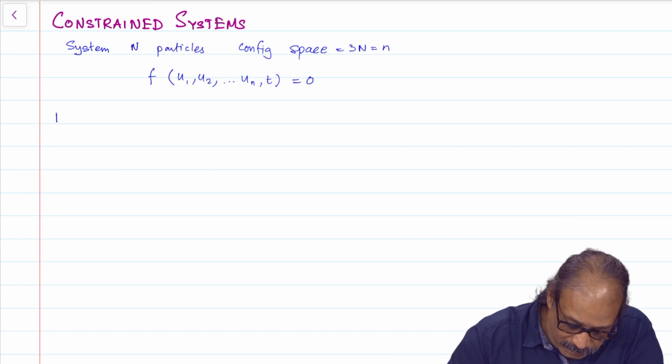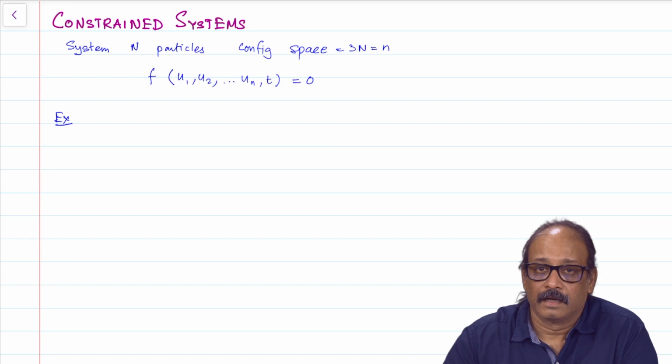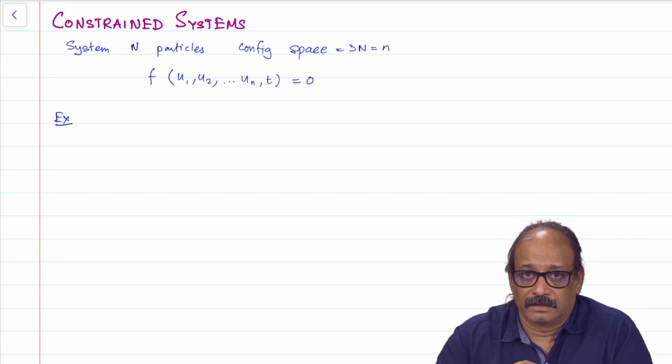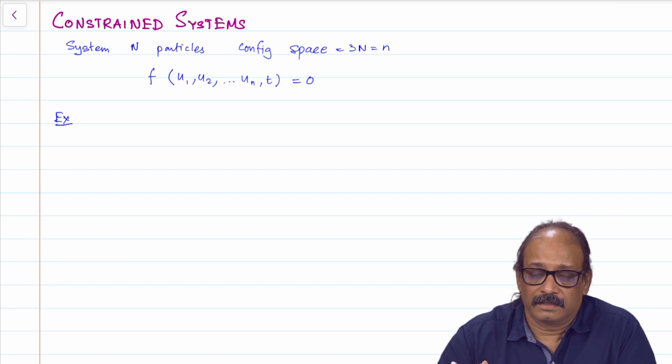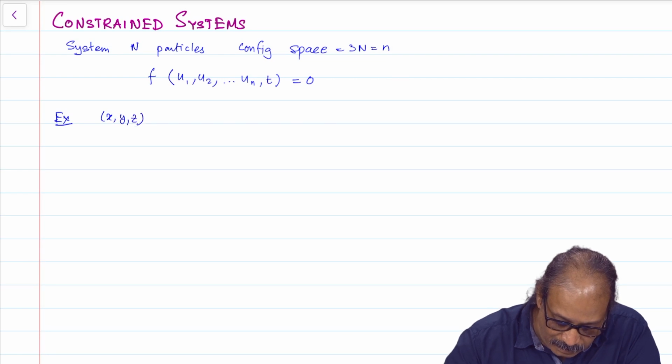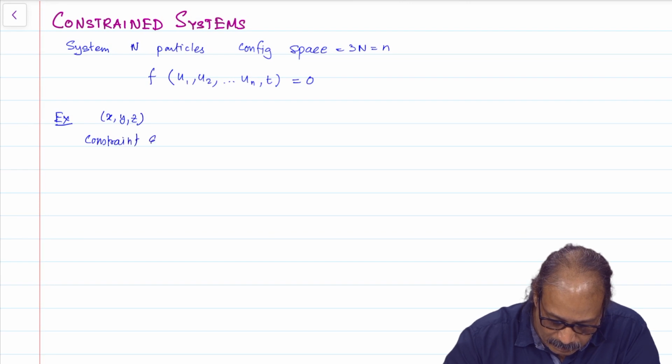So, in the first example, consider a particle which is constrained to move on a spherical surface. So, in 3 dimensions, the constraint equation for a particle whose coordinates are given by x, y, z is x square plus y square plus z square is equal to some r square.